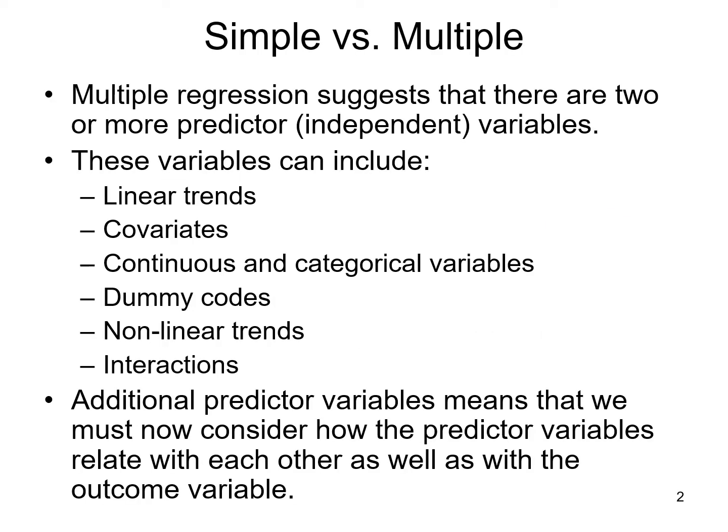So when we're comparing simple versus multiple regression, multiple regression suggests that there are two or more predictors, two or more independent variables. And these independent variables can include, as I've already mentioned, linear trends. So we don't have to do anything for that. If we have two predictors, they're both continuous, and we expect them to have a linear trend with our dependent variable, that's where multiple regression just basically, we just plug and chug.